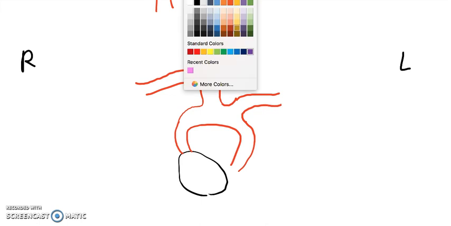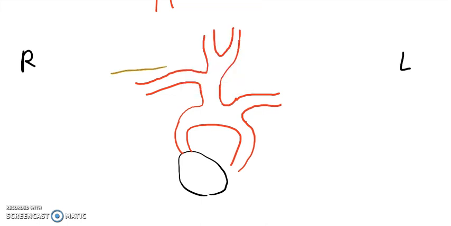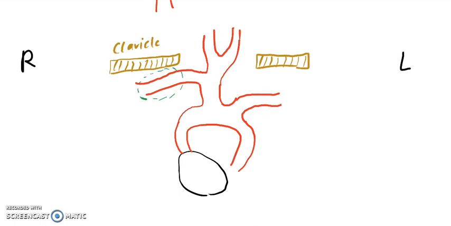Okay, so it should be approximately the same height. But here we have a bone here. This bone here, this is your collarbone. This is called the clavicle. So clavicle, which is your collarbone, one on each side. Now this artery here, this artery is below the clavicle. Another way to say below is sub. So below the clavicle would be subclavian artery.